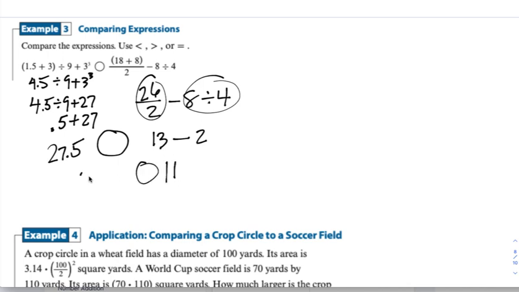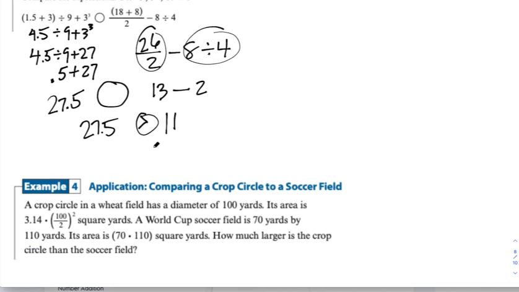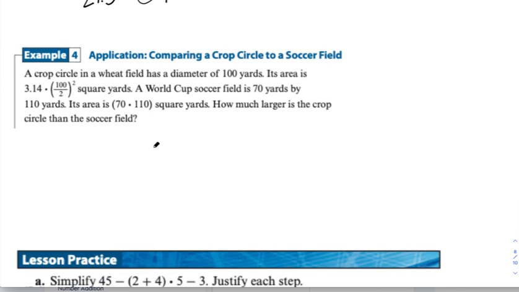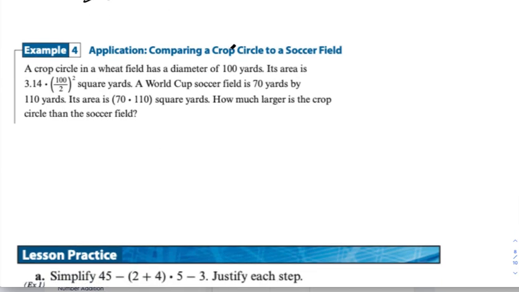So now I'm comparing 27.5 to 11. And I'm hoping you could look at this and say clearly 27.5 is greater. And that's how we do that problem. Our final problem is this application comparing crop circles to a soccer field. A crop circle in a wheat field has a diameter of 100 yards. Its area is 3.14 times 100 over 2 quantity squared yards.